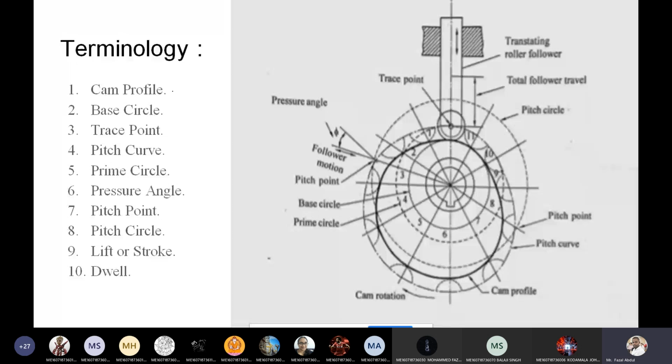What is cam profile? Whatever the 10 points I have written on the screen, these 10 points are terminology related to the cam profile: cam profile, base circle, trace point, pitch curve, prime circle, pressure angle, pitch point, pitch circle, lift or stroke, dwell. You should be perfect with these 10 points, because if you are not, you will lose the 2 marks short answer question, and you will not have the awareness to draw the diagram.